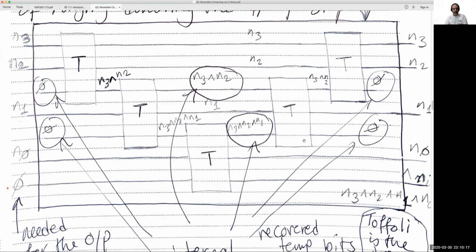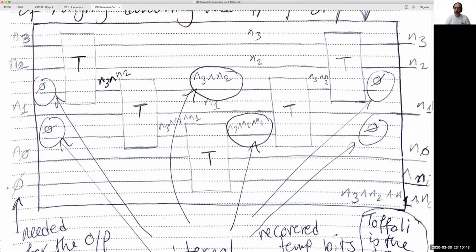So in this implementation, we basically uncomputed these two bits, so they are internal to the big square that we have around us. The inputs are N3, N2, N1, N0, and a 0 bit for the output. And then we see this is the output, and then N0, N1, N2, N3.